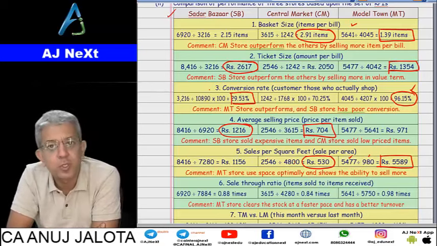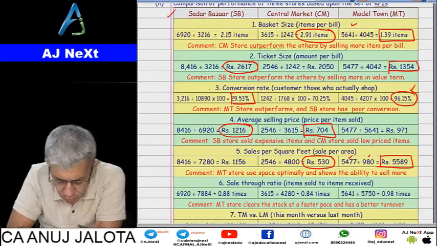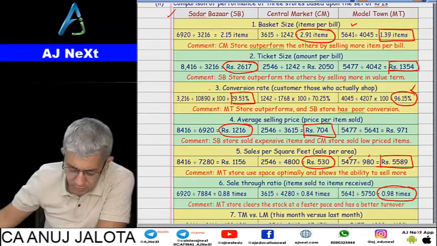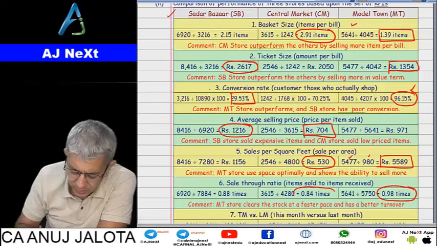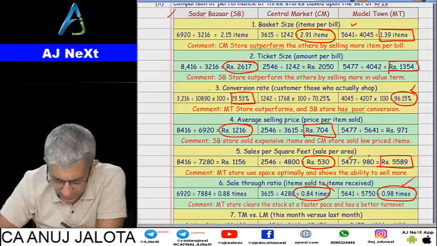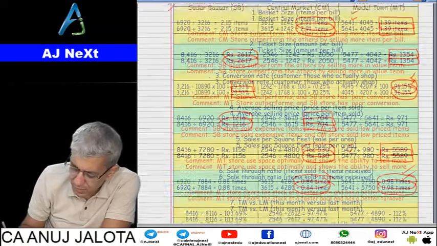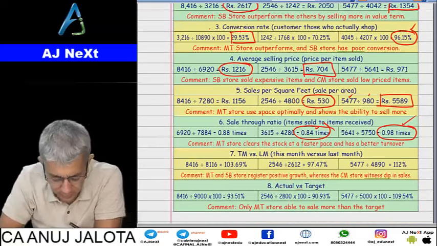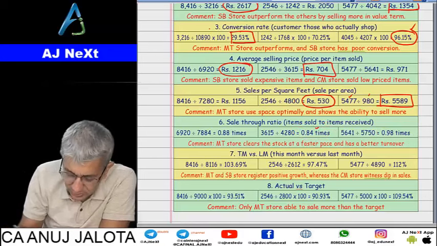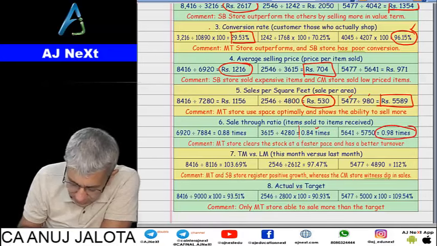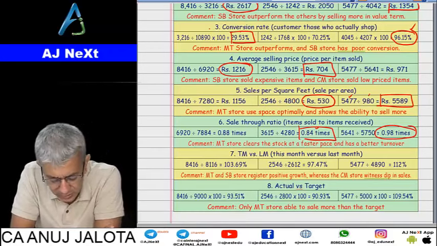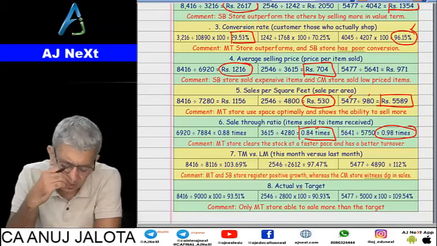Then sales through ratio, that is your stock clearance. So 0.88 times, 0.84 and 0.98. This is supposed to be the best one, whereby in this case, this is going to be the worst one over here. So conversion rates are quite high over here. Over here, they are not very good. Now, as compared to last month, this month, how good we have done. This store, just a second, I have messed up the rectangle in this. This is the best performing department. This is a worst performing department. Okay, further. Last month versus this month, or this month versus the last month. That's fine.